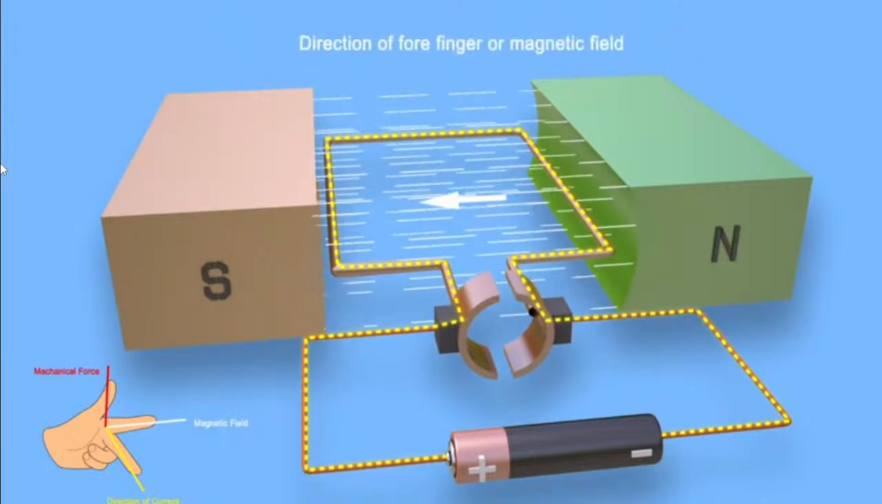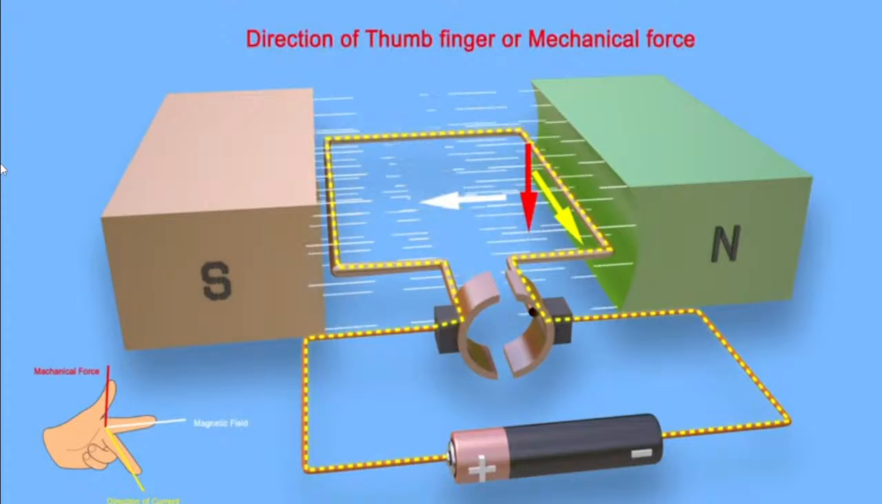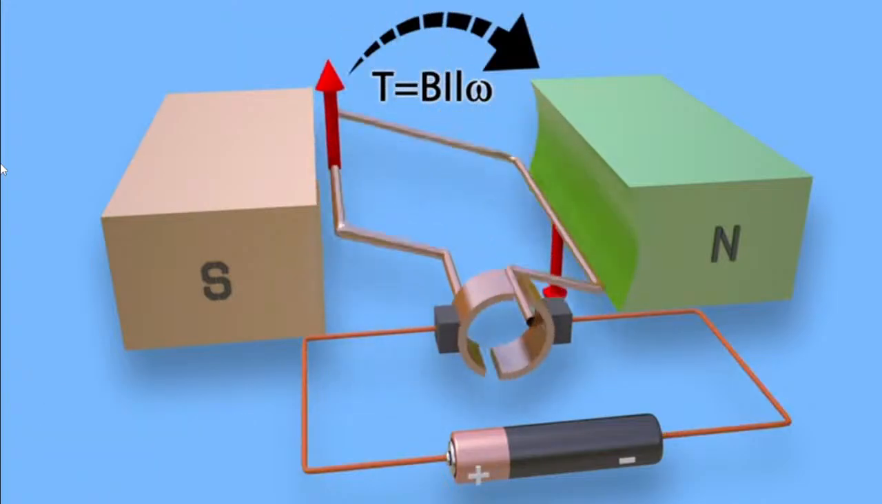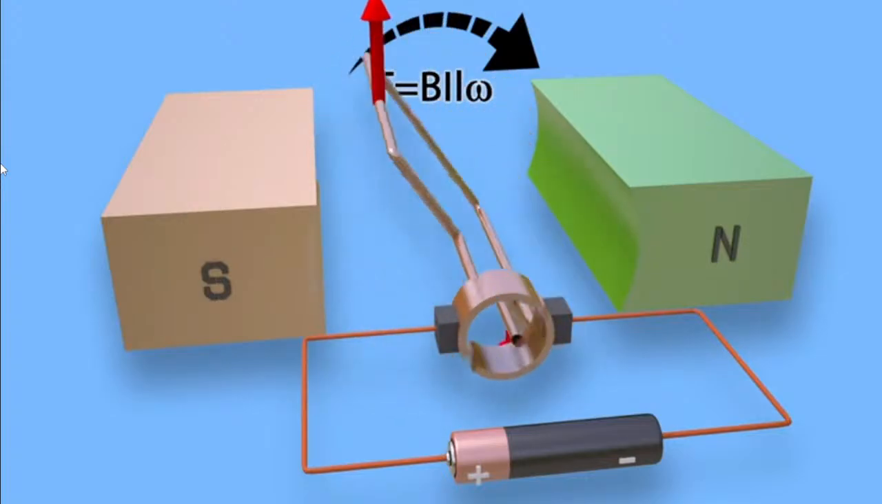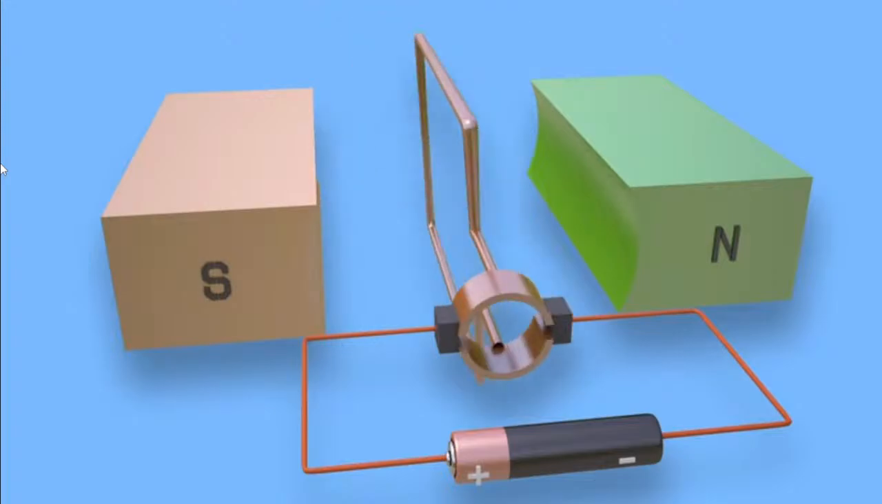Similarly, if the forefinger is aligned along the direction of magnetic field, from north pole to the south pole, and the second finger is aligned along the direction of the current in the right side conductor, then the thumb indicates the direction of mechanical force. Due to these upward and downward forces on the turn, one torque is produced and the turn rotates in the clockwise direction as shown.